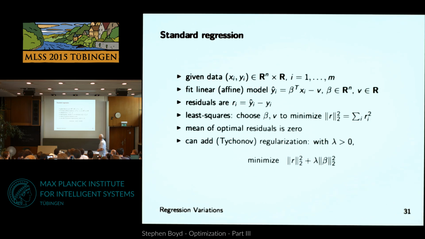So we're going to do standard regression. You're given a feature vector and a label. Those are going to be real, and we're just going to fit an affine model that looks like this. It's just an affine function of the features. The residuals are going to be your model minus what you observed. For example, if you do least squares or standard regression, you would minimize the sum of the squares of the residuals. And that's a convex problem.